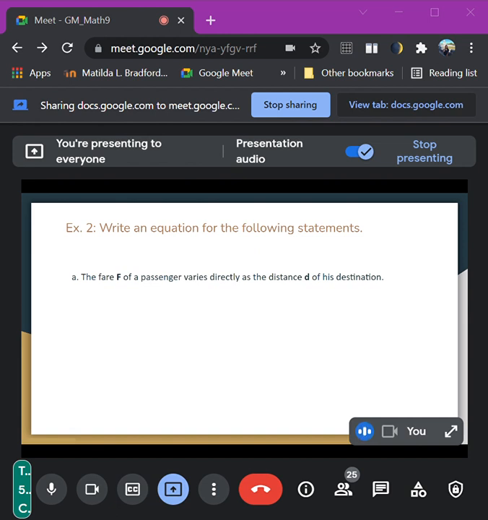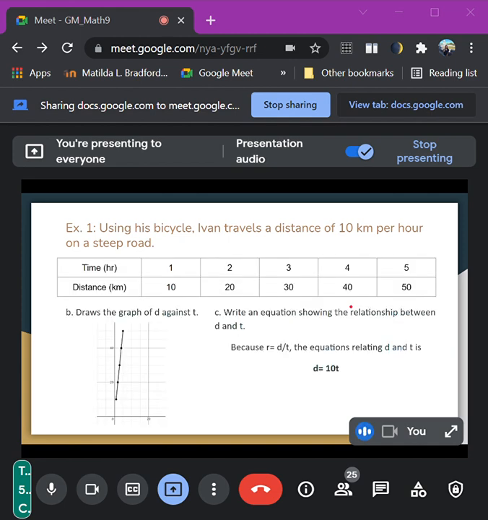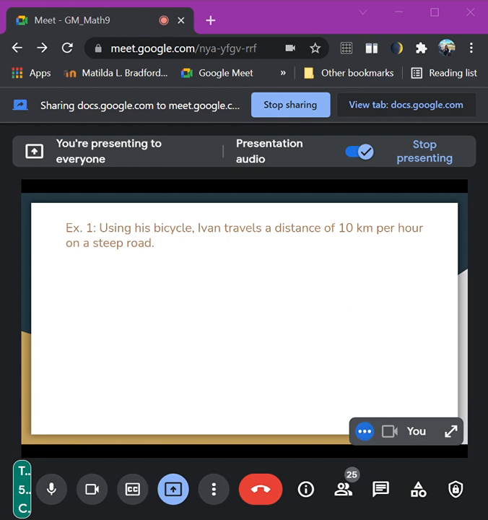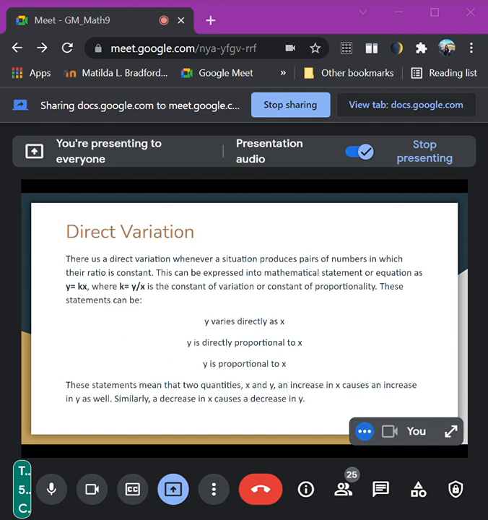Who will give it a try? Okay, maybe I'll give the first one. So we have there F is equals to K times D. As we read earlier, class, F varies directly as D. So it is the same as our first slide earlier. Okay? It is the same.